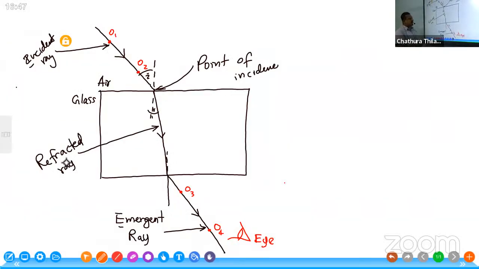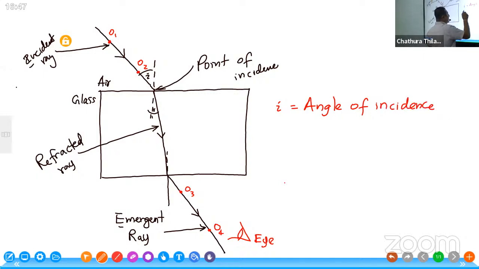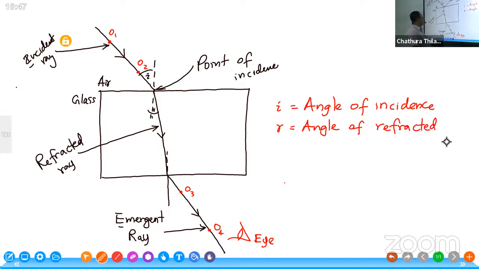Can you draw this diagram and name the rays and the angles? Simple I, angle of incidence. Simple R, angle of refraction, or refracted. This is the glass block. Glass or perspex.